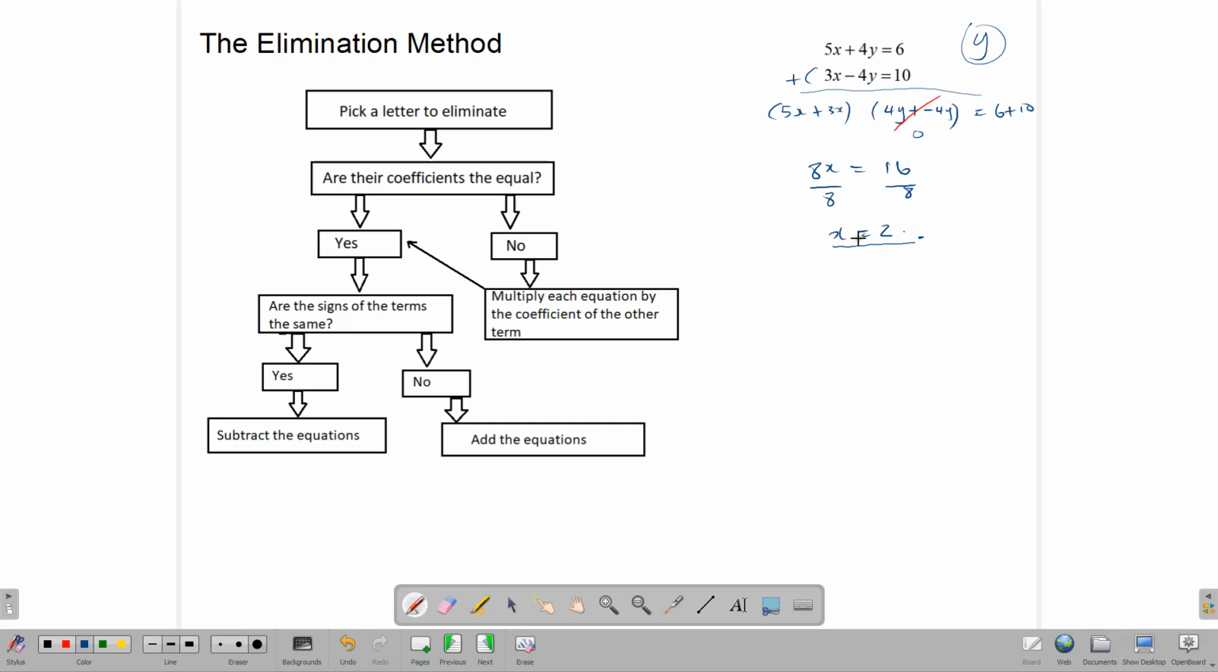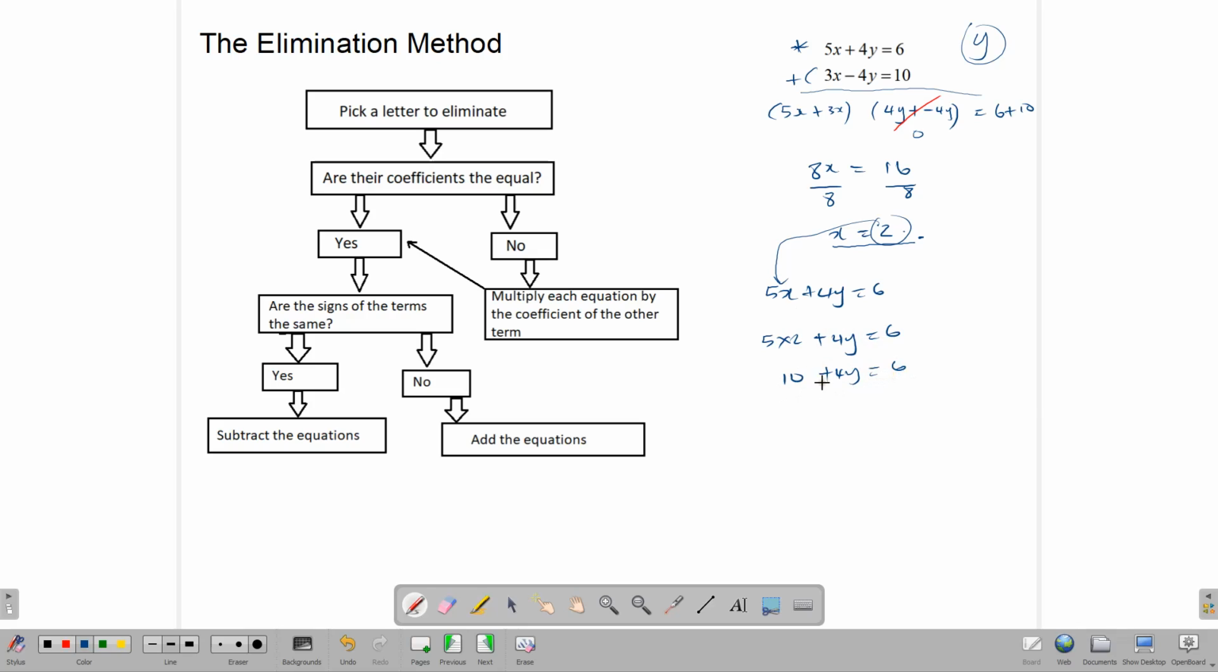To find our y value, we can eliminate again, or we can substitute this value into one of these equations. I'm going to be using the equation 5x plus 4y equals 6. You can use any one of them. My x value is 2, so I'm going to substitute this 2 right here. So 5 times 2, which is what 5x means, 5 multiplied by x, plus 4y equals 6, which tells me 10 plus 4y equals 6.